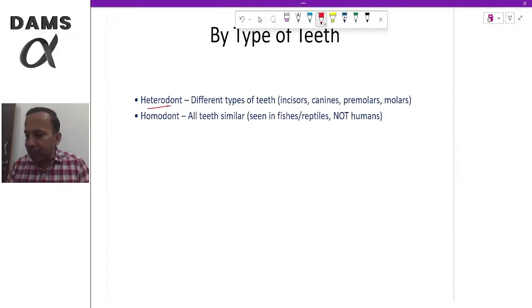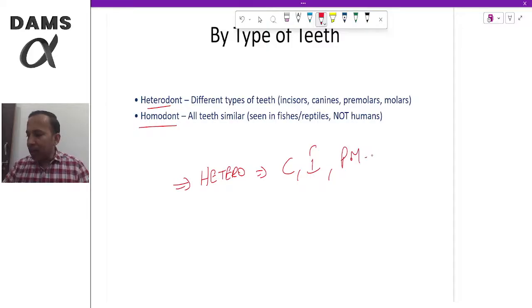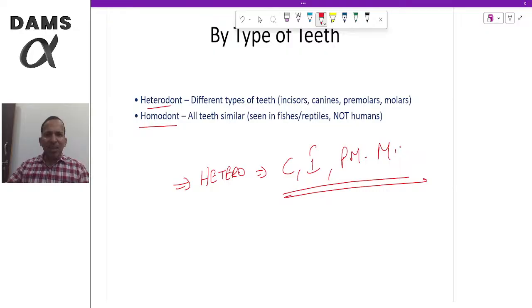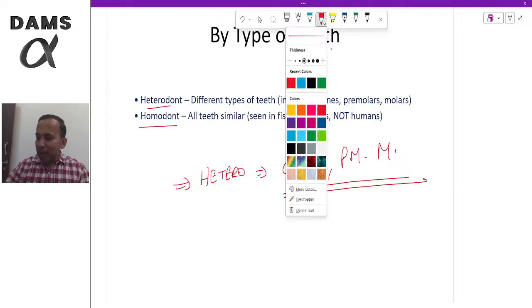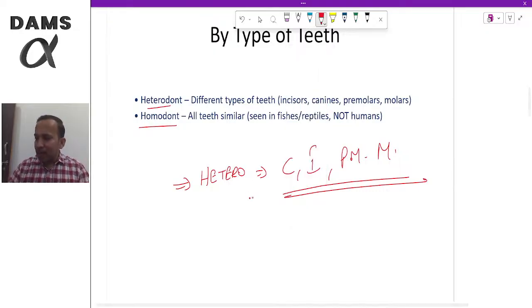So based on the type of teeth, that is heterodont or homodont. Heterodont means different sets of teeth. हेट्रो मीन्स कनाइन भी है, इंसाइजर भी है, प्रीमोलर भी है और मोलर भी है। So we have all these 4 different types of teeth. So human dentition is heterodont.